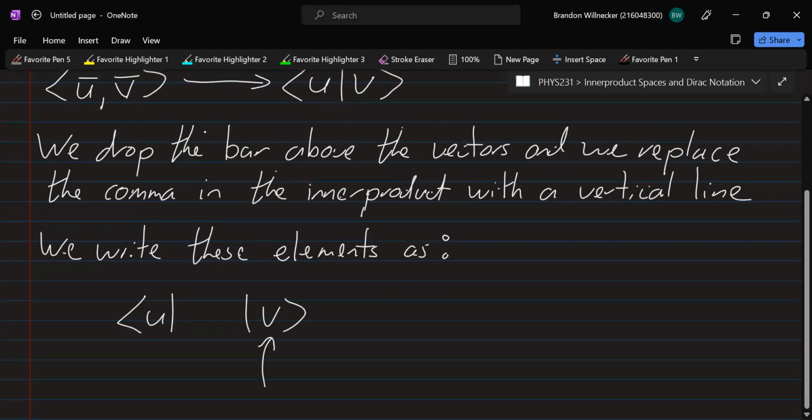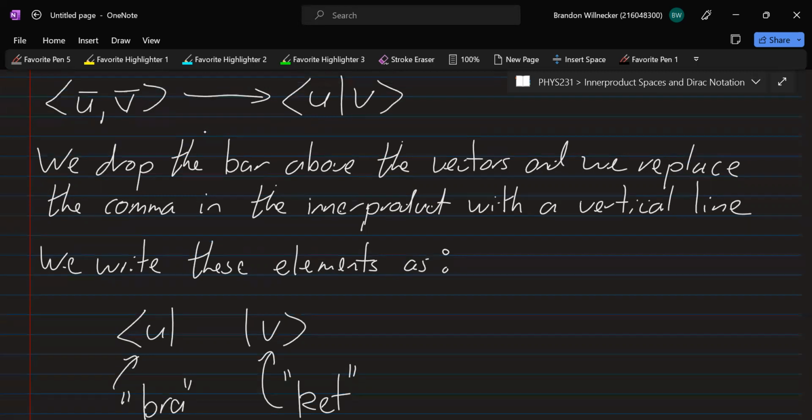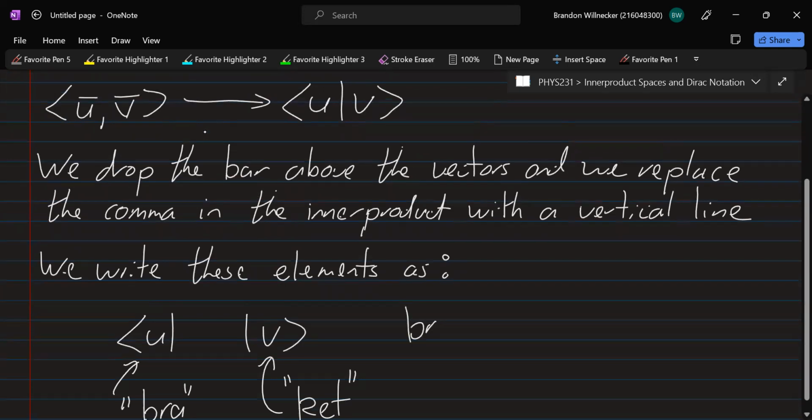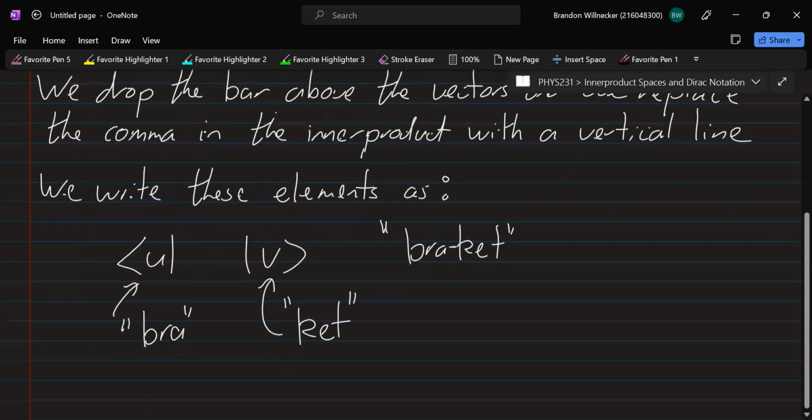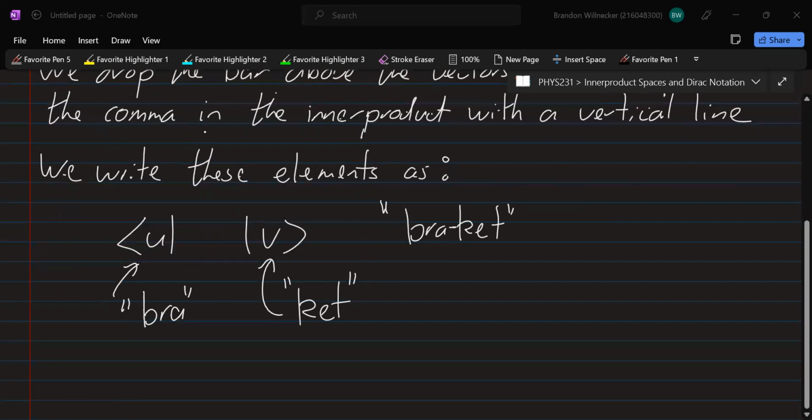Now, this element on the right-hand side, we call that a ket. Okay, so those are the kets. And the element on the left-hand side we call a bra. And together they form bra-ket, or bracket. So it's bra, ket, together like bracket, because of the brackets that we previously used for the inner product.